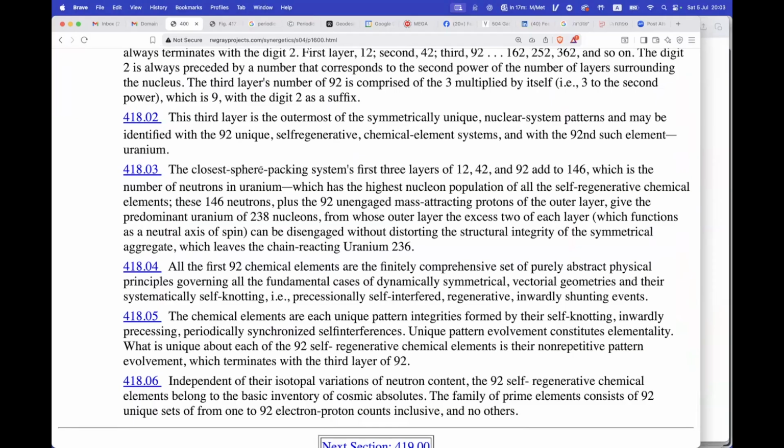The closest sphere packing system's first 3 layers of 12, 42, and 92 add up to 146, which is the number of neutrons in uranium, which has the highest nucleon population of all the self-regenerative chemical elements. These 146 neutrons, plus the 92 unengaged mass-attracting protons of the outer layer, give the predominant uranium of 238 nucleons, from whose outer layer the excess 2 of each layer, which functions as a neutral axis of spin, can be disengaged without distorting the structural integrity of the symmetrical aggregate, which leaves a chain reacting uranium-236.